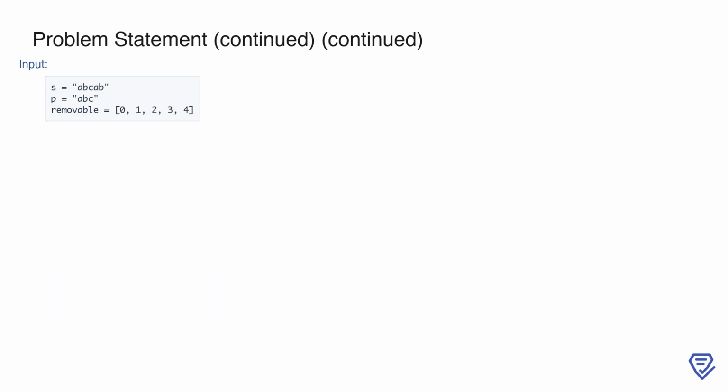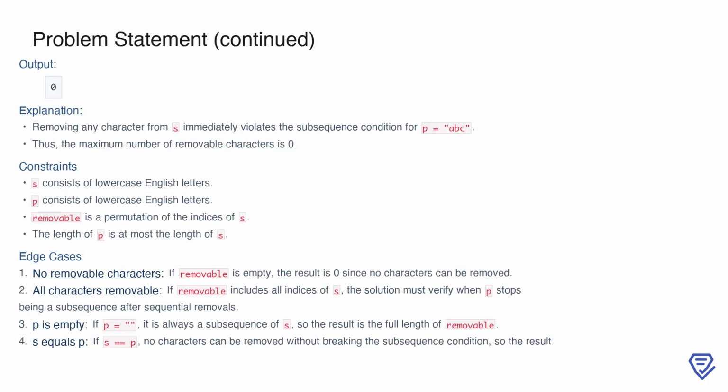In a third example, if s is abcab, p is abc, and removable is 0, 1, 2, 3, 4, we will analyze the result in the next part. This means the maximum number of removable characters in this case is 1. For the third example, removing any character from s immediately breaks the subsequence condition for p equals abc. For instance, removing the first character changes s to bcab, but now p equals abc is no longer a subsequence. Since no characters can be removed without violating the condition, the maximum number of removable characters is 0. This demonstrates the importance of carefully checking how each removal affects the subsequence condition.